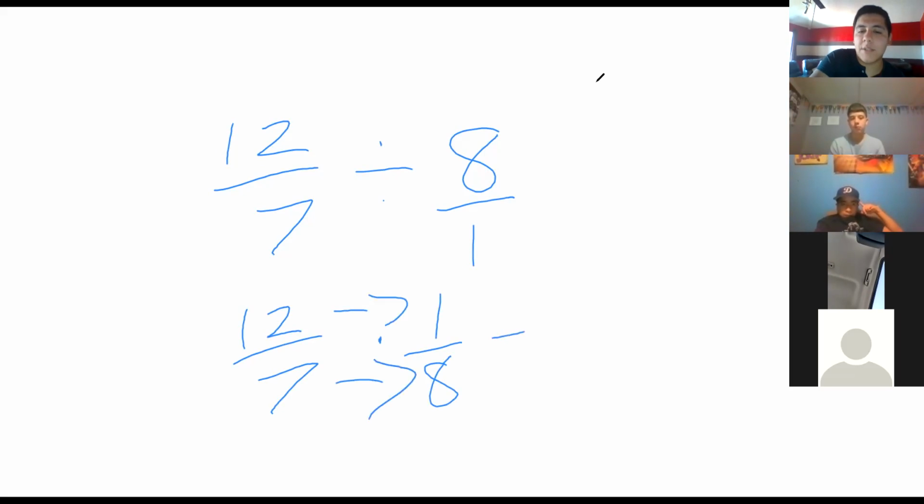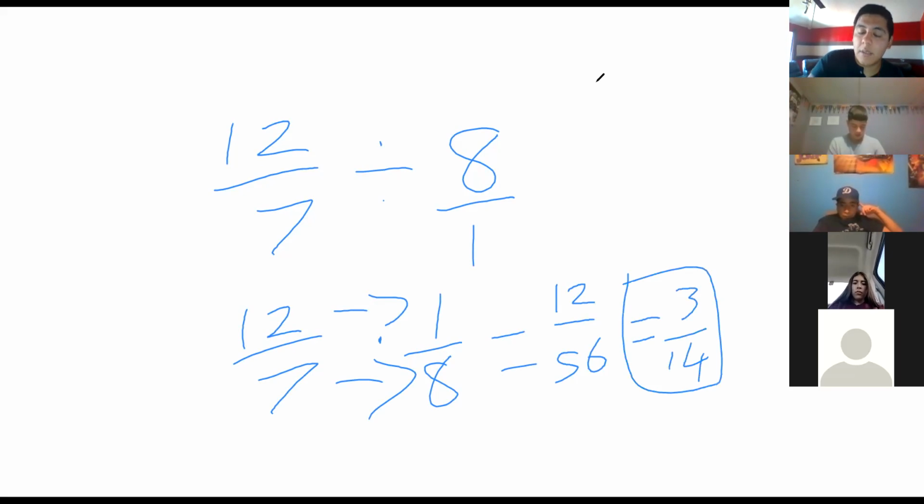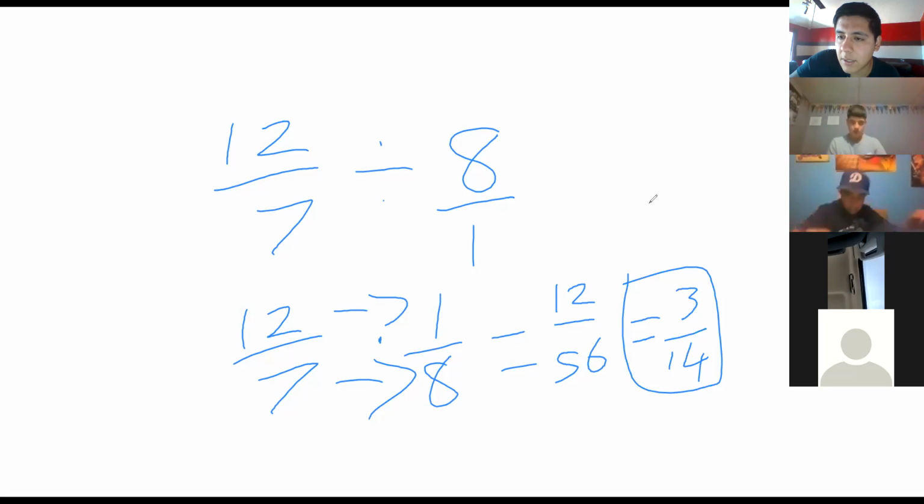So now we multiply straight across. 12 over 56, and this can actually reduce to 3/14. Okay, so again, I'm going to put some videos on examples of reducing fractions, just so you guys can see. A couple more.